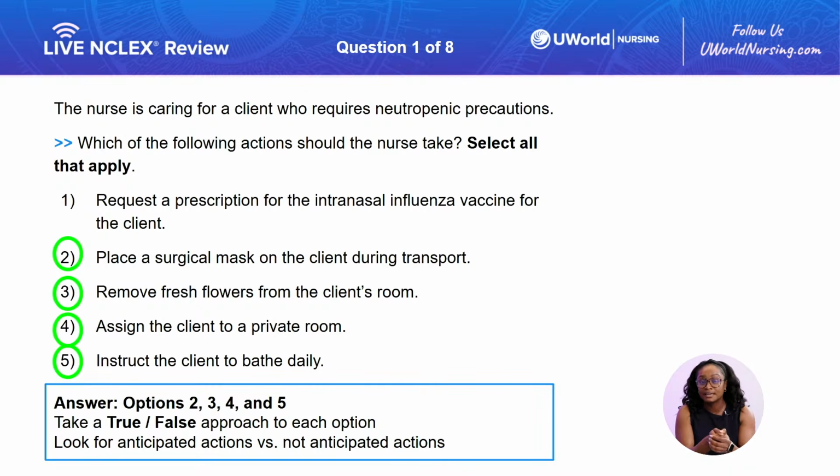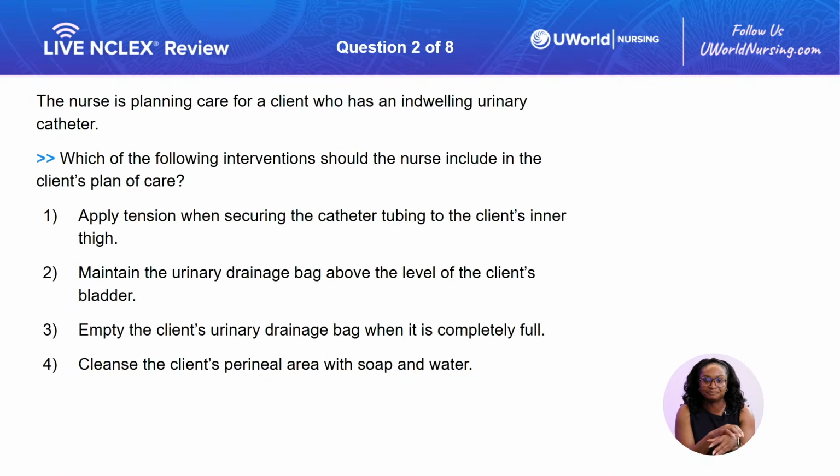Option 1 is incorrect because intranasal influenza vaccine is a live vaccine. And so we do not give live vaccines to any client that is immunocompromised, especially if they have a low white blood cell count, because they won't be able to fight off the infection or have that vaccine create a protective barrier for them. So that is why option 1 is incorrect. But very good job, guys. Let's move on to the next one.